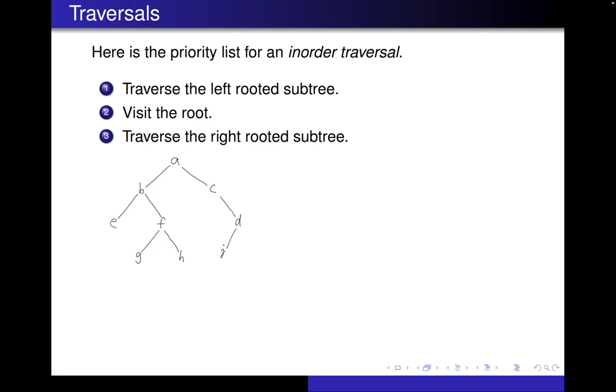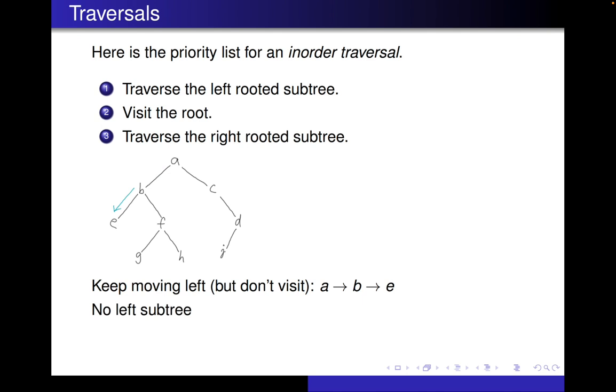All right, let's see how this works on the tree that we worked on before. We're going to start at the tree A, but we're not going to visit A. We're going to keep moving to the left the most we can. So we move left to get to B. And then we're at B. We move to the left again to go to E. Now that we're at E, we can't go to the left anymore, which means that we're forced to visit E.